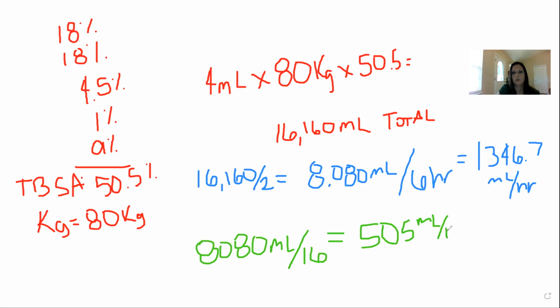So after that initial 1346.7 has been infused, we're going to switch at 1 o'clock or 1300 to 505 milliliters per hour for the next 16 hours. So that's a lot, 500 mLs per hour. That's a lot. But we have to do it because we know they're going to lose fluid because 1, those vessels are exposed so they can leak their fluid, and 2, from that shock response, and those capillaries are very leaky.